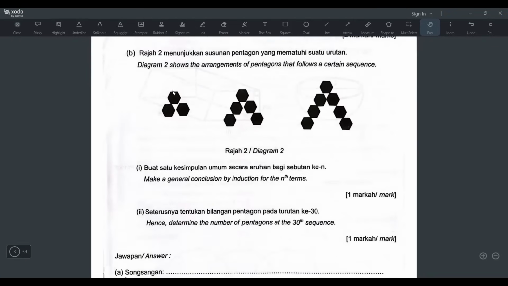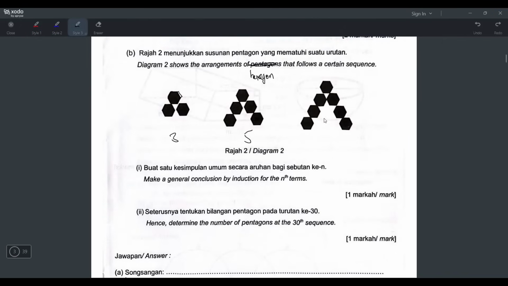Now I will continue. For B, it says diagram 2 shows the arrangement of pentagons that follows a certain sequence. Pentagon? No, this is not a pentagon. A pentagon has 5 sides. Is this 5 sides? No, 1, 2, 3, 4. This is a hexagon, so I think they made a mistake here. Hexagon is correct. So the diagram shows the arrangement of hexagons that follows a certain sequence. You have 3 hexagons here, 5 here, and 7 hexagons here. So this is the first pattern, the second pattern, the third pattern.